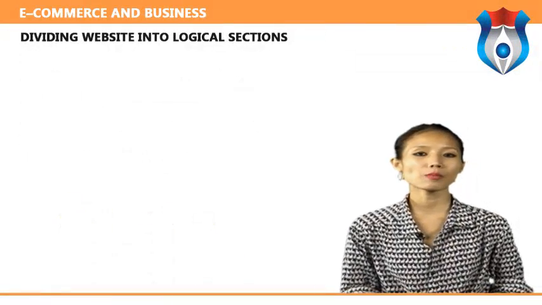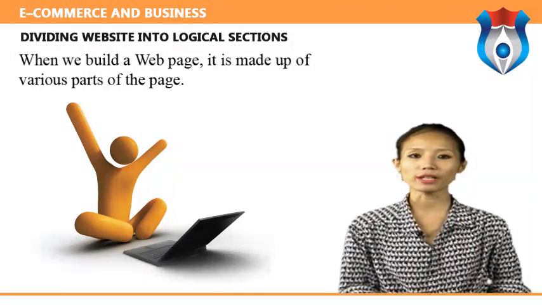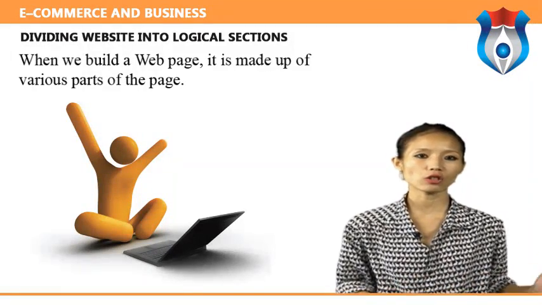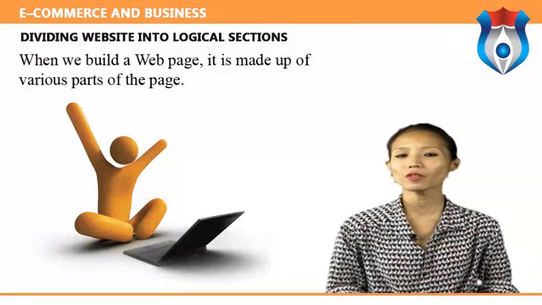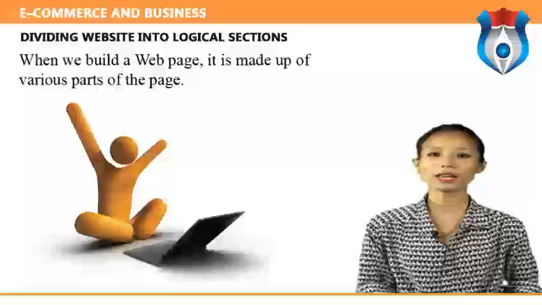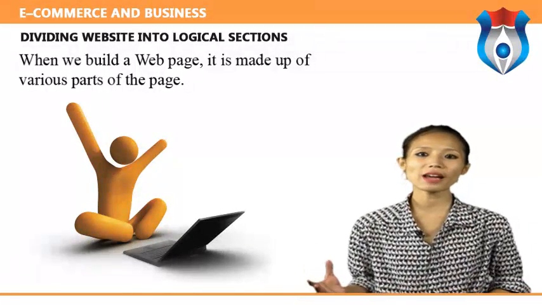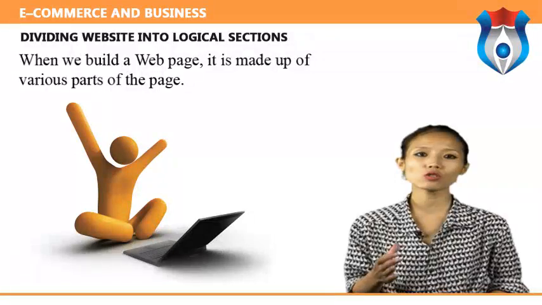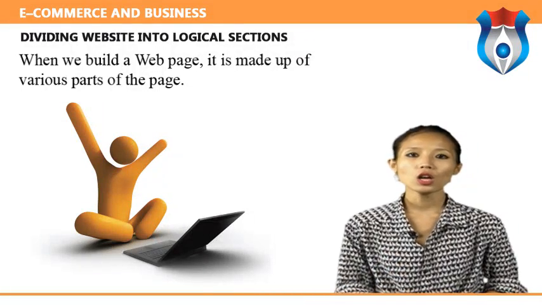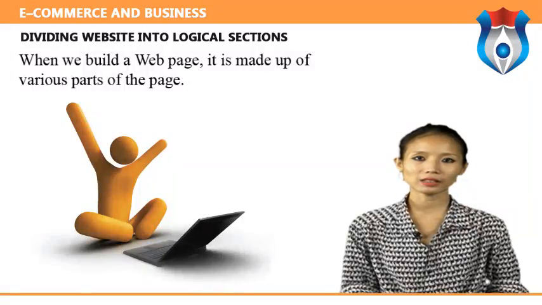Let us now discuss dividing a website into logical sections. When we build a web page, it is made up of various parts of the page. These parts are usually obvious parts of the design, like the navigation, header and body of a page. Each of these sections on a web page is a logical division. A logical division is defined as any grouping of web elements to form a cohesive block. Logical divisions are indicated in HTML with the div tag.